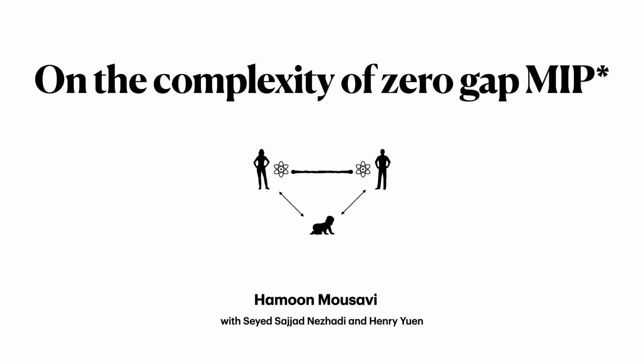This talk is about the complexity of a variant of multi-prover interactive proofs involving entangled provers. This is a joint work with Seyed Sajjad Nezhadi and Harry Yuen at the University of Toronto.